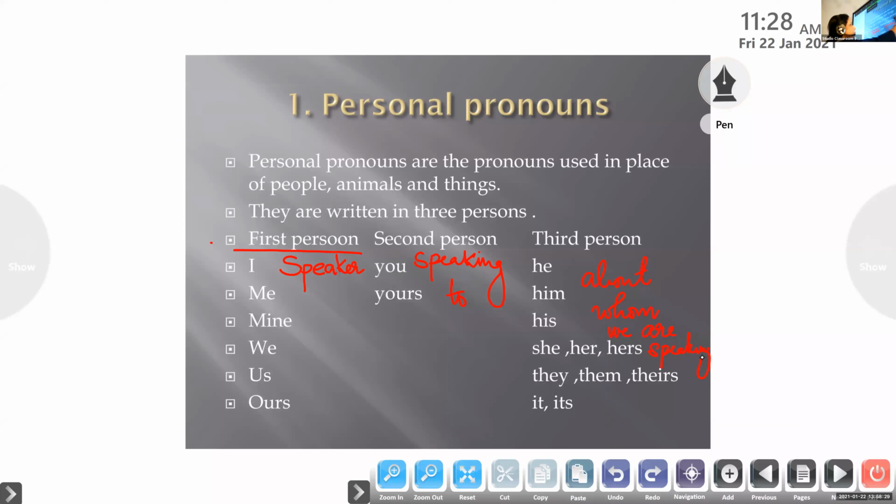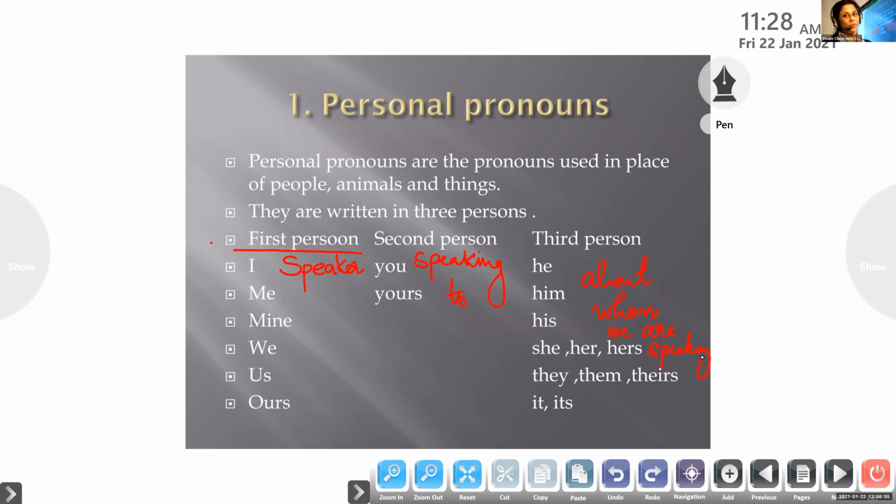The third person is about whom we are speaking. We are speaking about others, so the other is the third person. Clear? Got it? First, let us learn what they are, then we'll move on to the rest. Have you understood what the first, second, and third person are? The first person is ma'am. Ma'am is speaking.